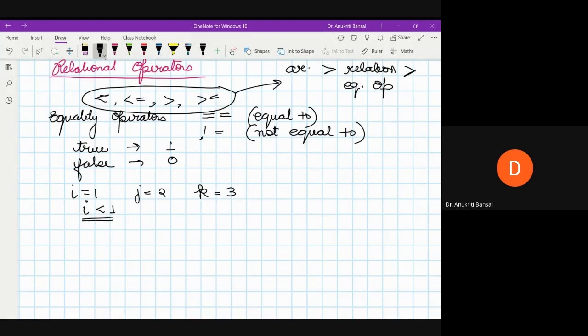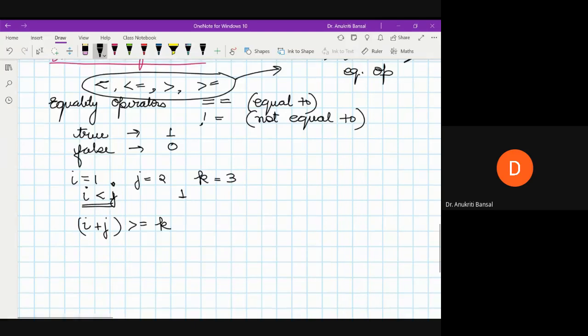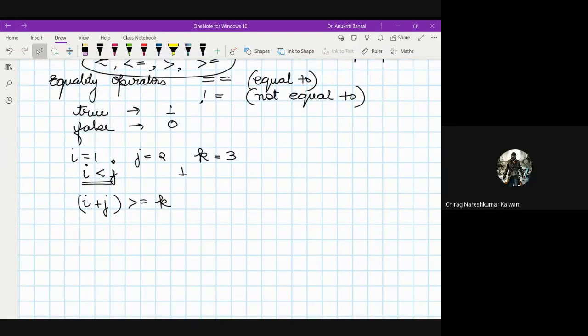If I write like this, the output will be, is this true or false? This evaluates to true or false? False. True. So the output will be 1. If I write it like this, true, output will be 1, true. Output will be false, that is 0.